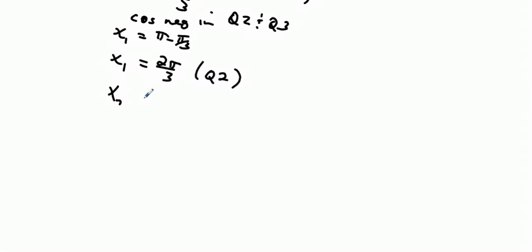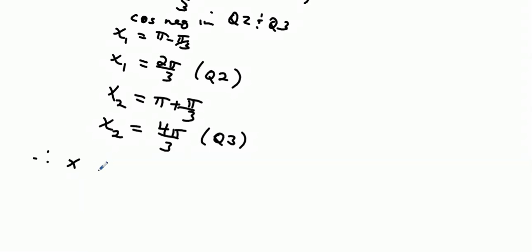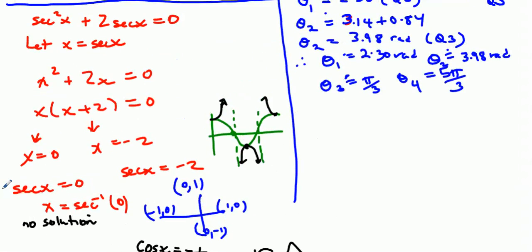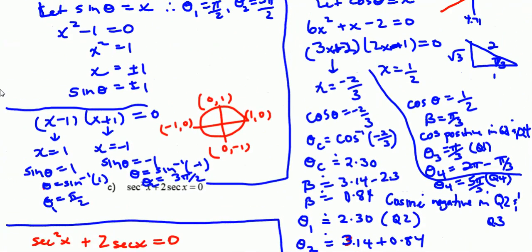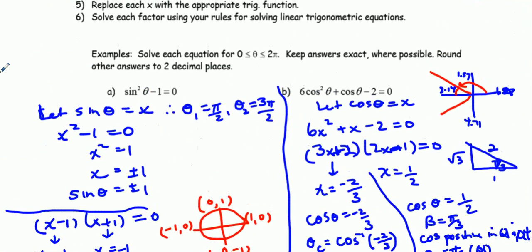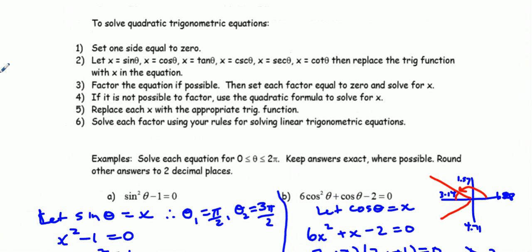And then for x2, our second angle, we have to go to quadrant 3. We're saying it's going to be pi plus pi/3 for quadrant 3. So x2 equals 4 pi/3. That's quadrant 3. So therefore, x1 equals 2 pi/3 and x2 equals 4 pi/3. Okay. All right. That's solving linear and quadratic trigonometric equations.